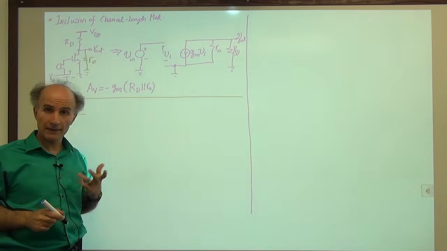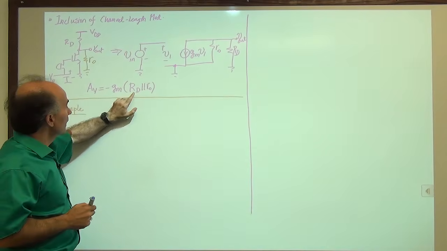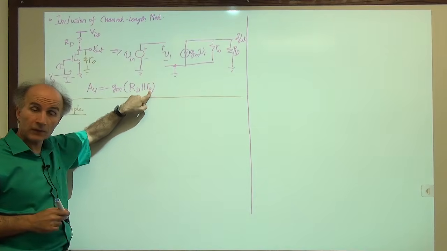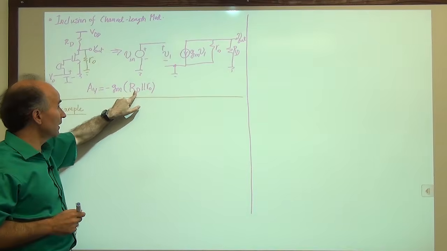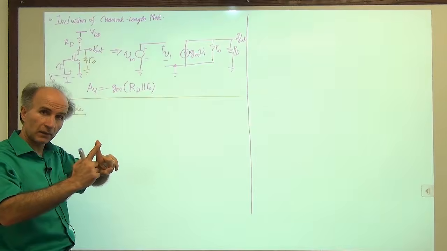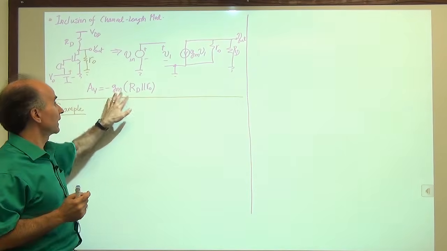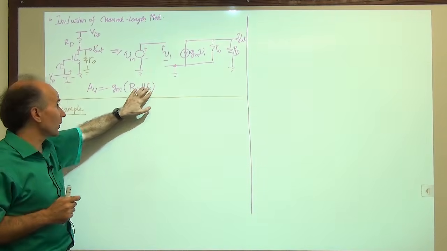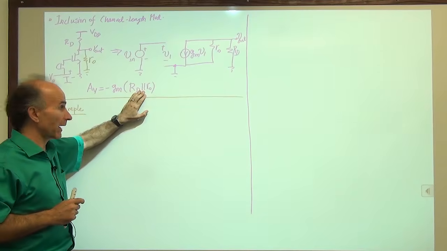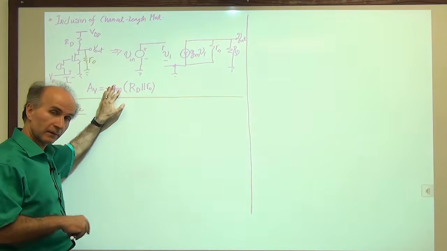This equation says something interesting. First of all, channel length modulation does reduce the gain. Previously we had gm RD, now we have gm times RD in parallel with RO. Anytime two resistors go in parallel, the net result is less than either of those resistors. So the gain has dropped. This also says that if you want to maximize the gain, you can maximize RO or RD or both, and of course gm to some extent.